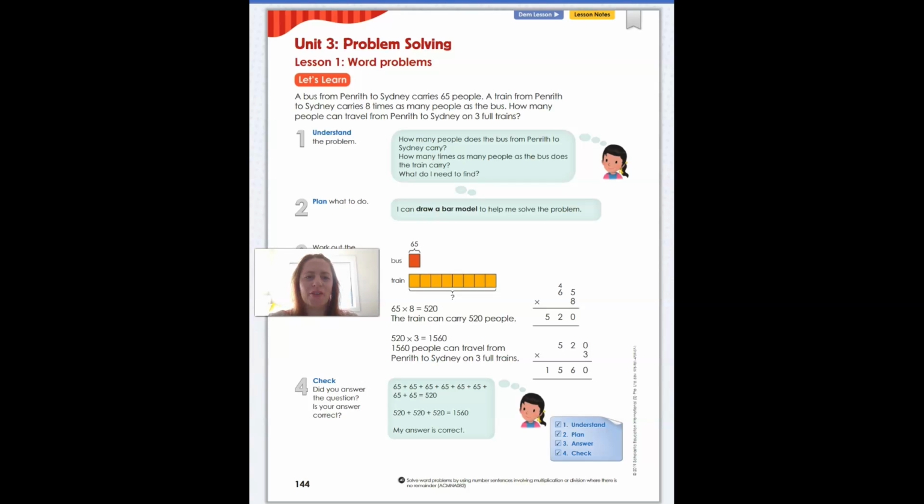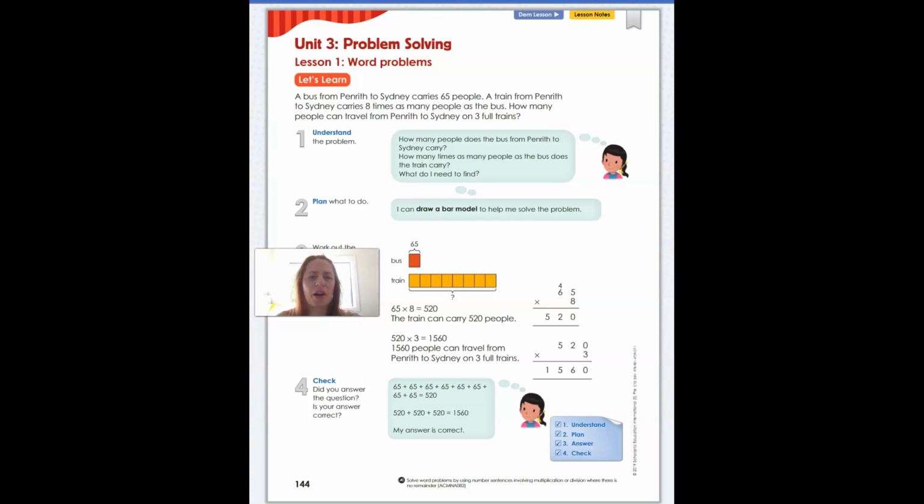A bus from Penrith to Sydney carries 65 people. A train from Penrith to Sydney carries 8 times as many people as the bus. How many people can travel from Penrith to Sydney on 3 full trains? This is why it's problem solving. It's a tricky word problem and there's lots going on.